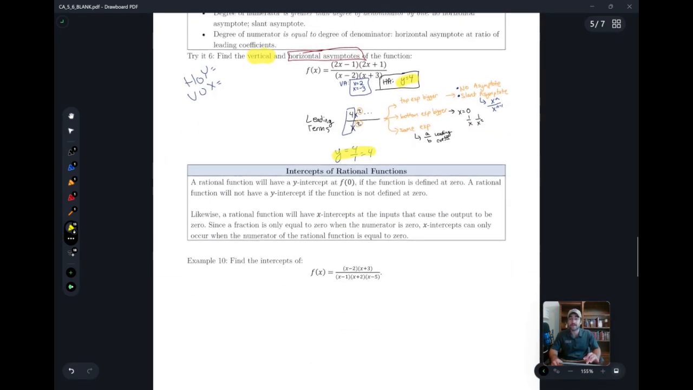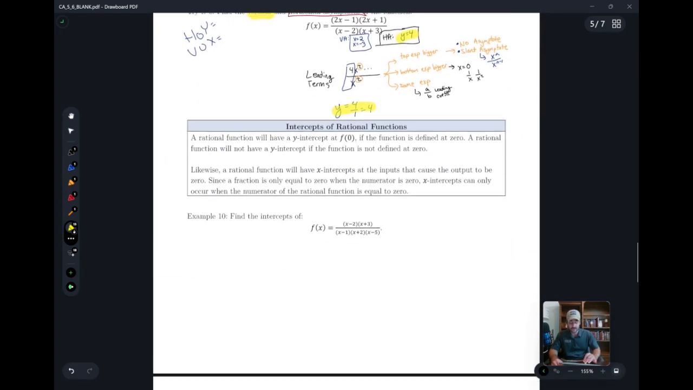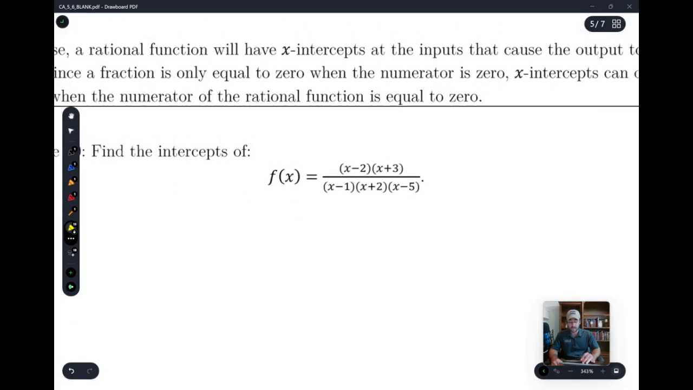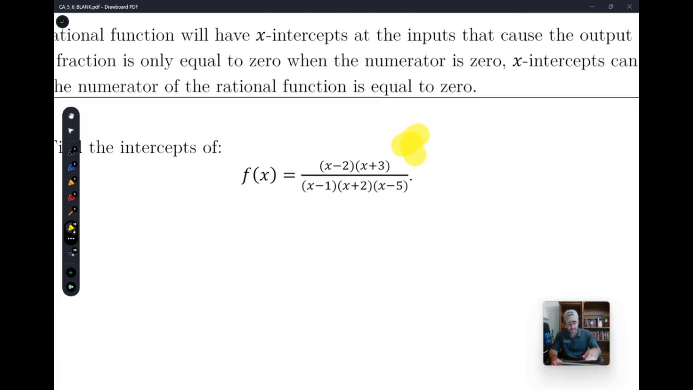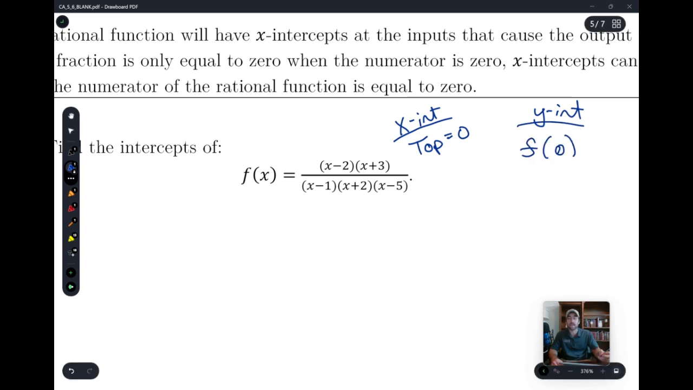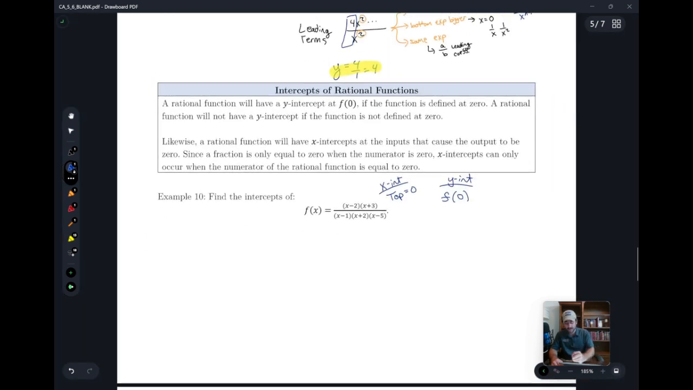All right, I'm going to skip through intercepts for the sake of time to keep this video short enough, but I will show you how. The way you find an x-intercept is exactly like we've done before. You set the top equal to 0. That's an x-intercept. The way you find a y-intercept is exactly like before. For the y-intercept, you set x equal to 0, or you find f of 0, and you just plug it in. So I'll let you practice that, try that on your own.